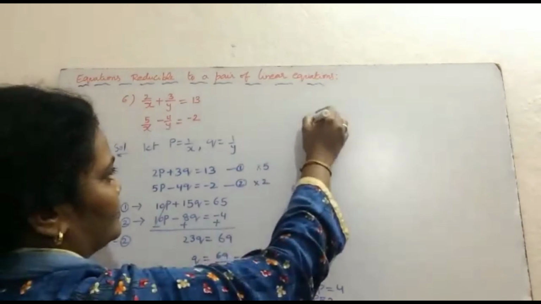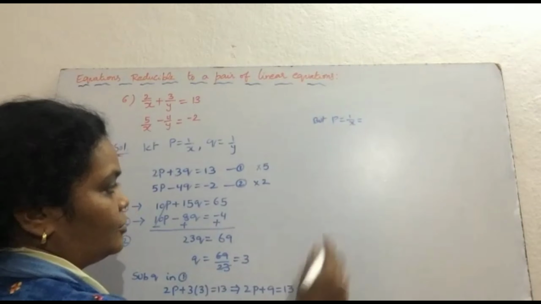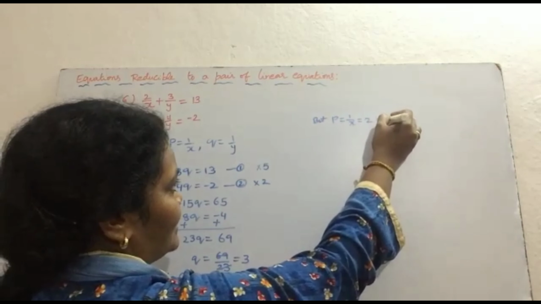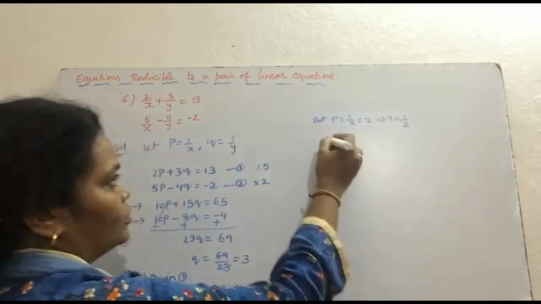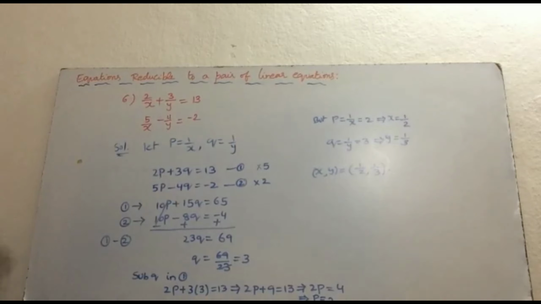But p is equal to 1 by x, that is equal to 2. That implies x equal to 1 by 2. q is equal to 1 by y. What is the value of q? 3. That implies y is equal to 1 by 3. So what is the point x comma y? 1 by 2 comma 1 by 3.